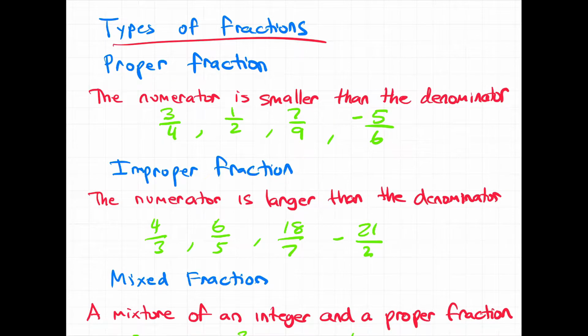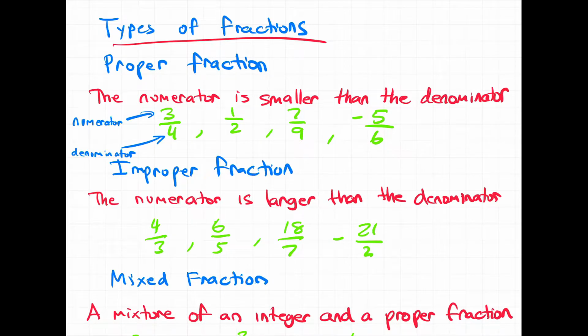Now you will run into 3 different types of fractions. Okay, so we are going to take a look first at proper fractions. So what is a proper fraction? Well, it's a fraction that has a numerator that is smaller than the denominator. So what is the numerator? Well, the numerator is the top number, and the denominator is the bottom number.